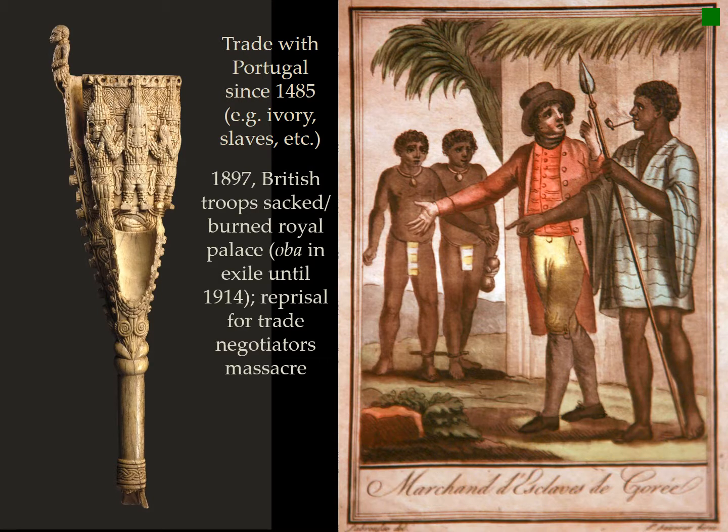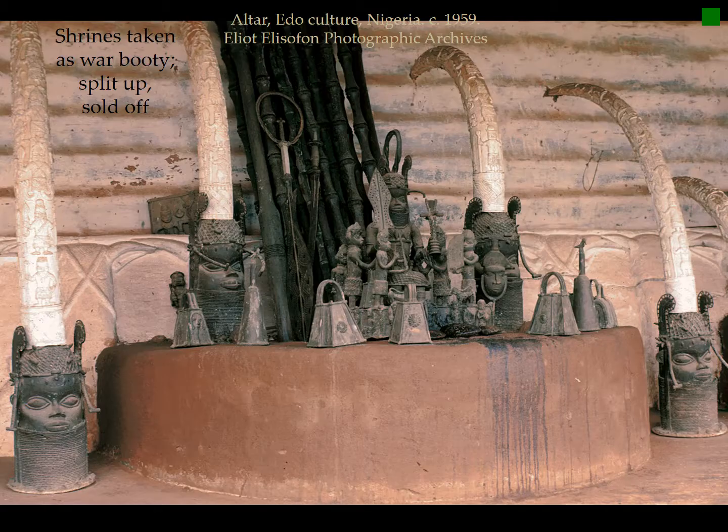It would not be until 1897 when British troops sacked and burned the royal palace. The Oba at this time went into exile and remained so until World War I in 1914. The sack was a reprisal for trade negotiators being massacred on a holy day, a poor misunderstanding and misinterpretation between these two cultures. The shrines, like this one, were taken as war booty and split up and sold off piecemeal.